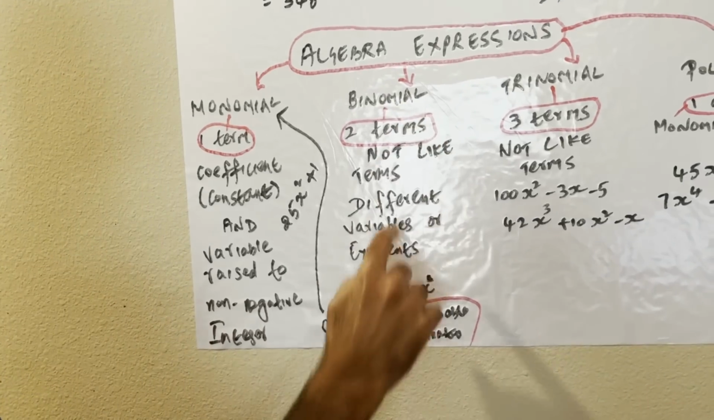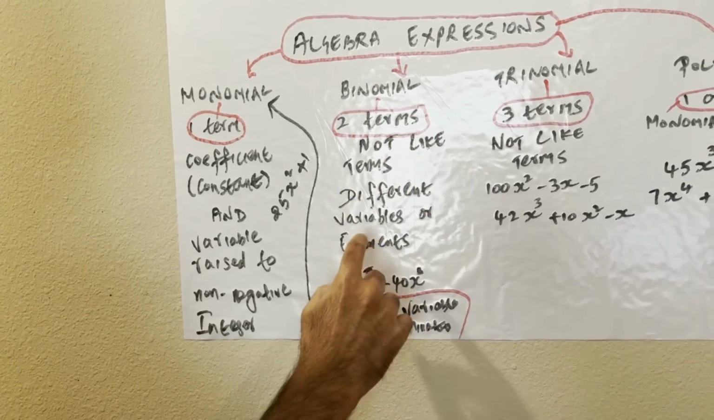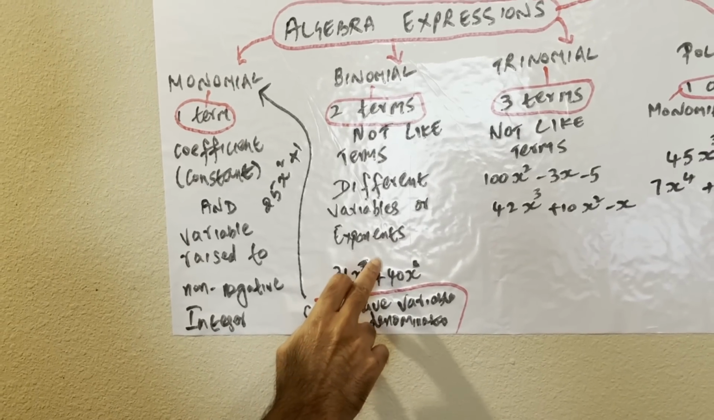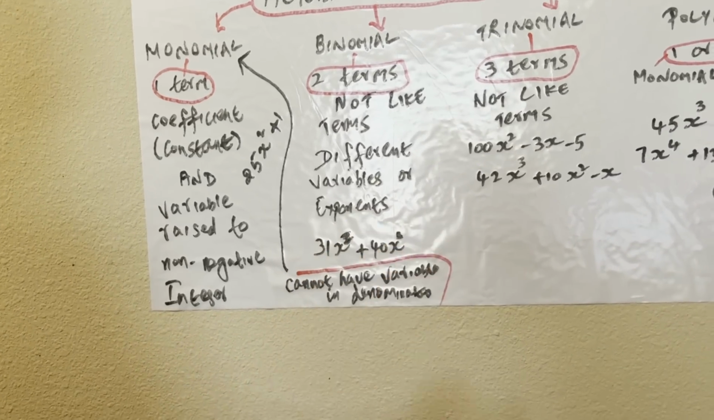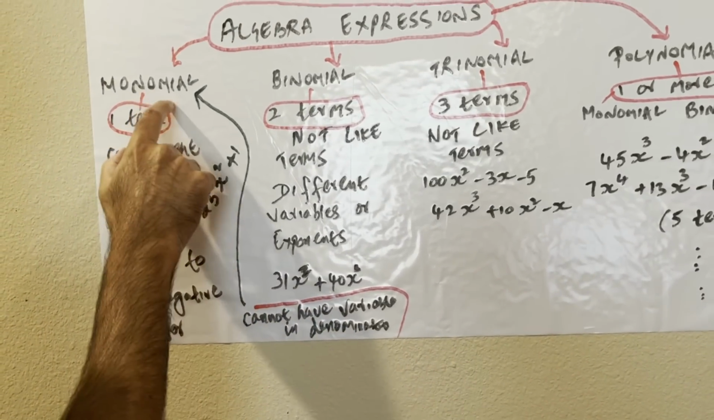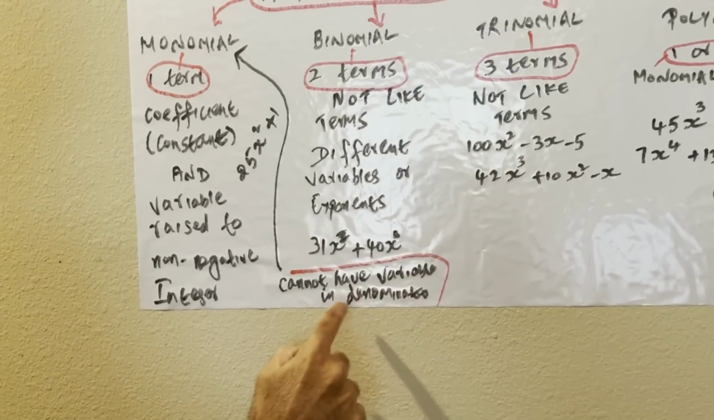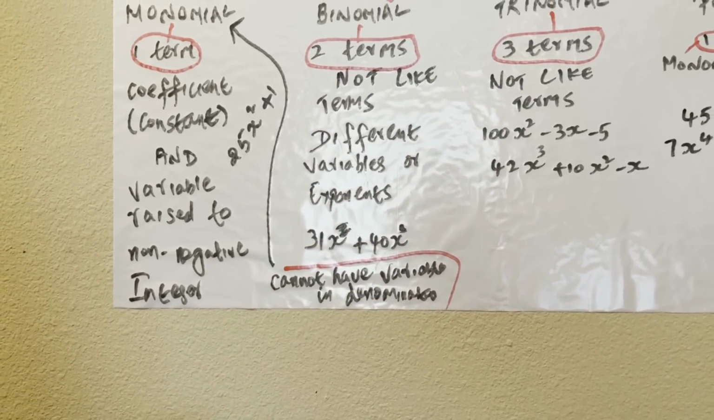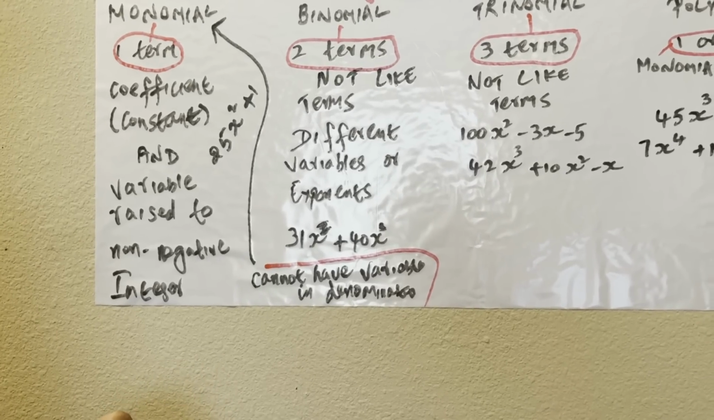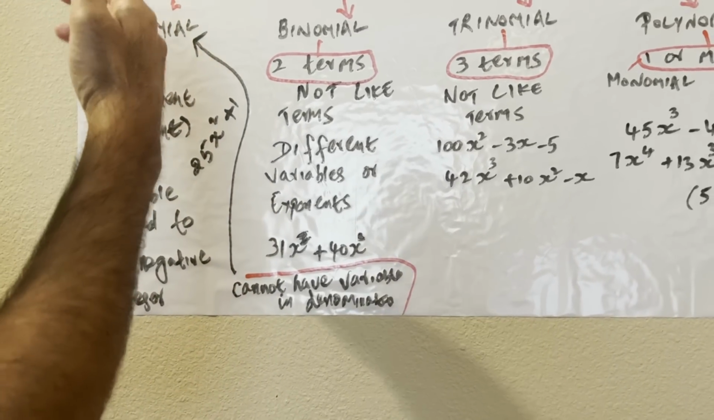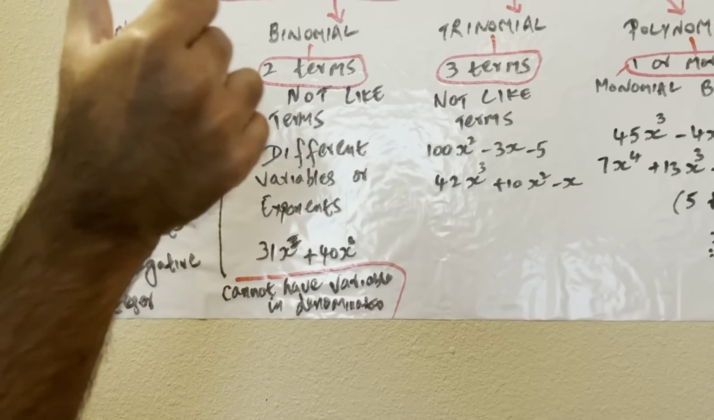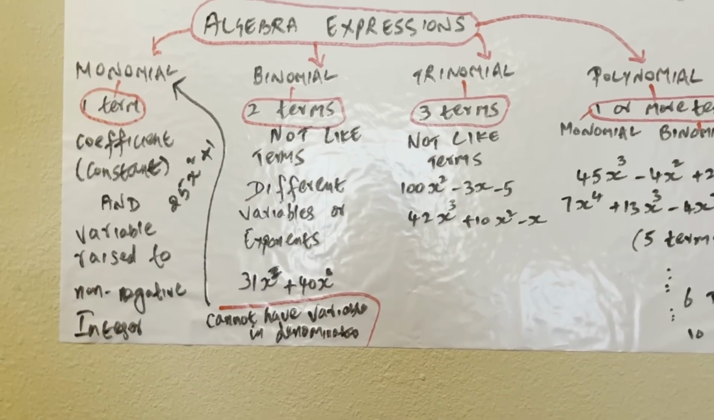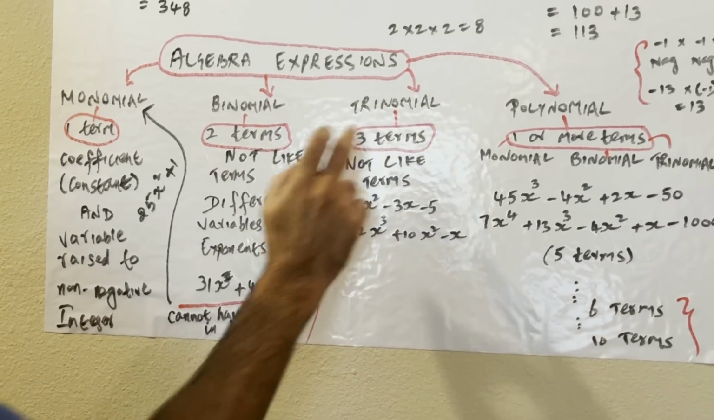For binomial, it's not like terms, different variables or exponents. For example, it will be 31x to the power 2 plus 40x. And one more point about monomial is it cannot have variables in the denominator. What's the denominator? 2 by 3, 2 is numerator, 3 is denominator, like a fraction I'm talking about. That's what denominator is.